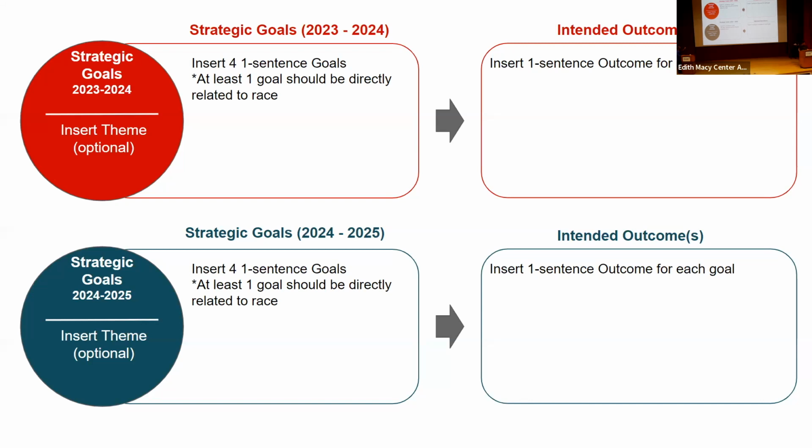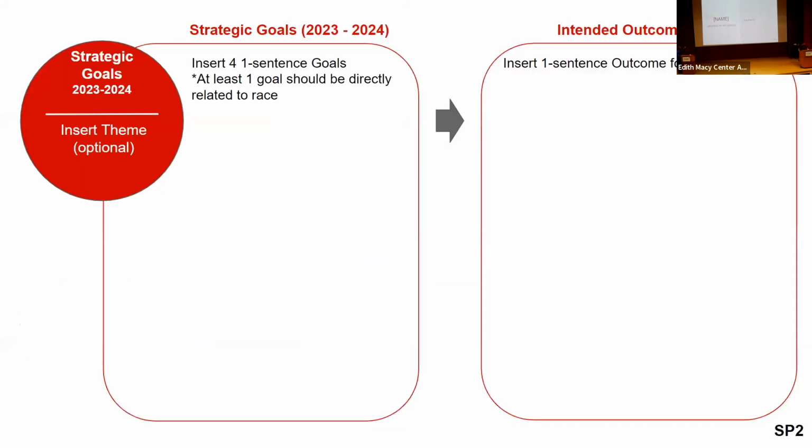In the template, is there one with more space? Yes, this could be the one you use for today. There's lots of space in here. When you use the template, write 4 1-sentence goals, and then list the outcomes you intend.